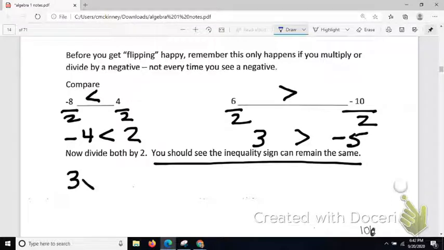So a problem such as this will not need to change. I'm dividing by a regular 3, right? A positive 3.